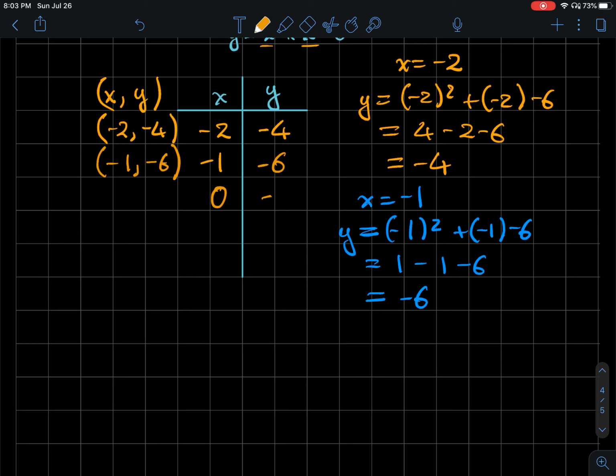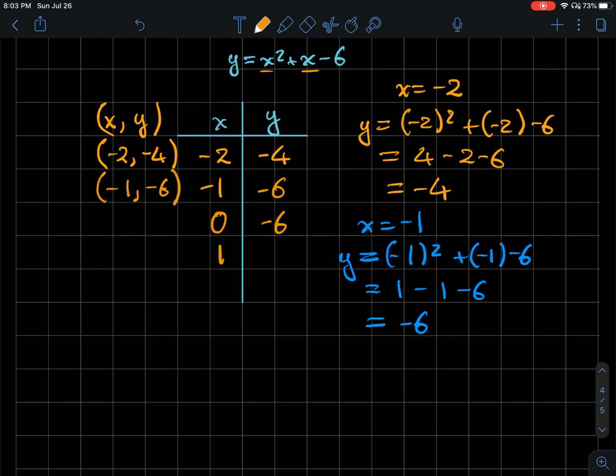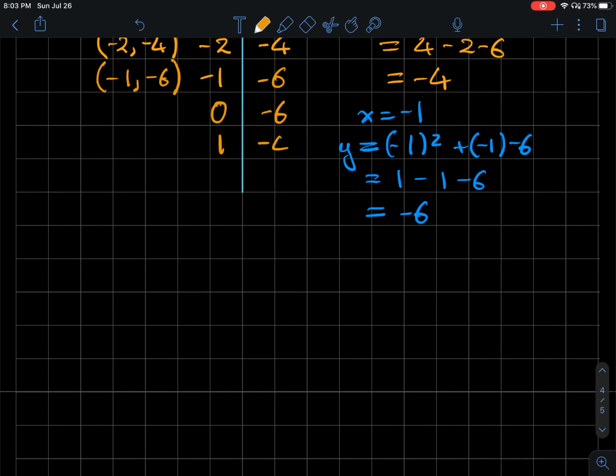And for 0, you would also get -6. Then for 1, you'd get -4. And finally, for 2, you'd get 0. So it's just repeating the same process for a bunch of more points. Then we immediately convert these into an xy pair so that we can easily graph it as a point.